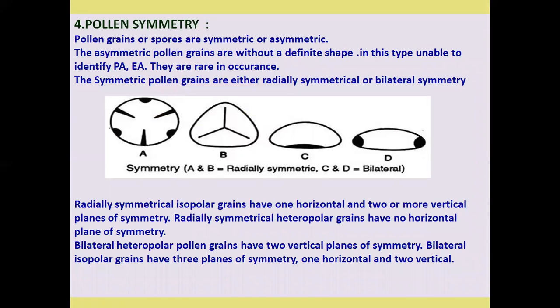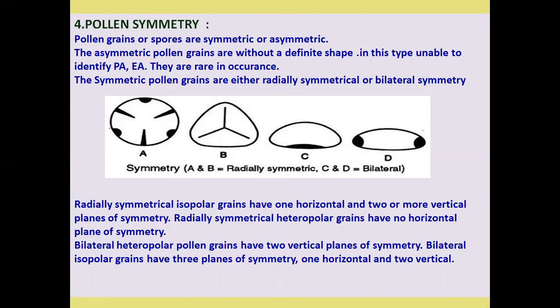Next, the fourth palynological feature is pollen symmetry. Normally, pollen grains or spores are symmetric or maybe asymmetric. Asymmetric pollen grains are without a definite shape. In this type, we are unable to identify the polar axis or equatorial axis. They are rare in occurrence. Normally, most of the pollen grains are symmetric. But if any asymmetric pollen grain is there, we are unable to find out the polar and equatorial axis.